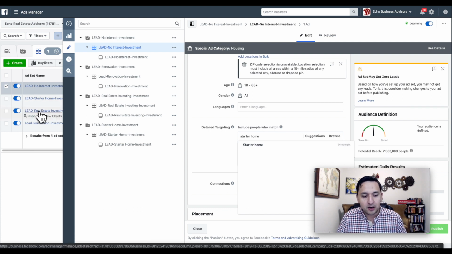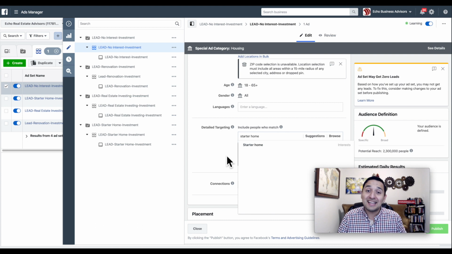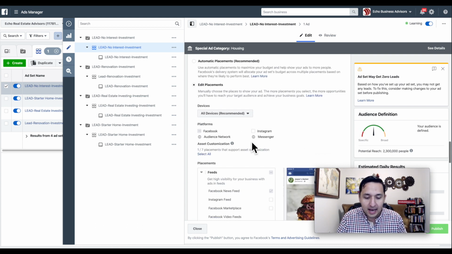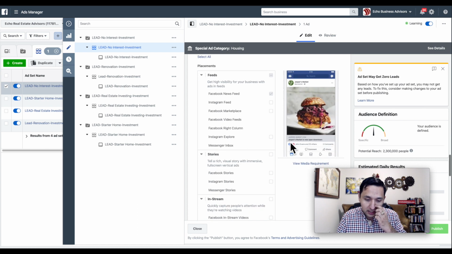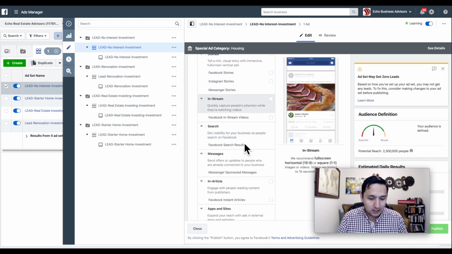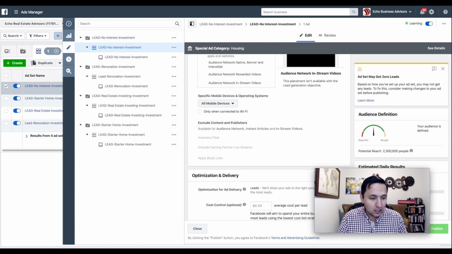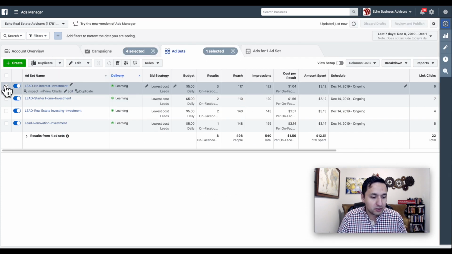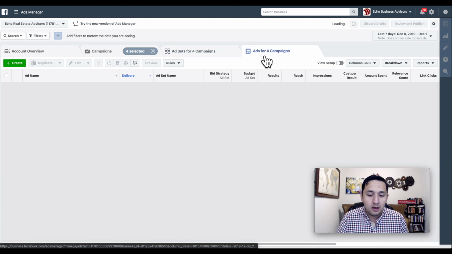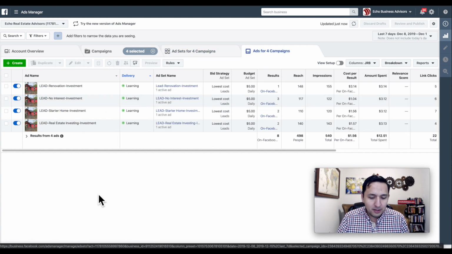Very much the same thing over here, real estate investing. That's the only difference that we are using with our ad. And we're only delivering our ad in the Facebook newsfeed. That is it. So that's basically all you have going on in this particular ad set. Let's go over to the ad, which you're gonna find, I would say probably the most value.